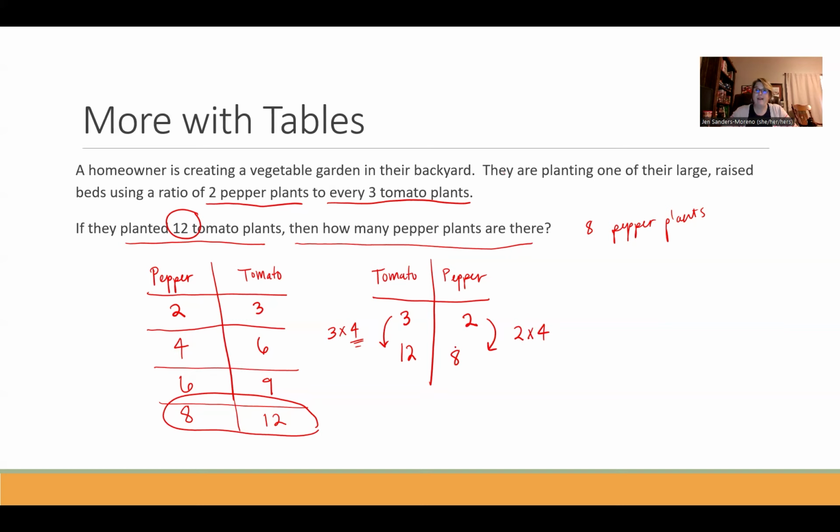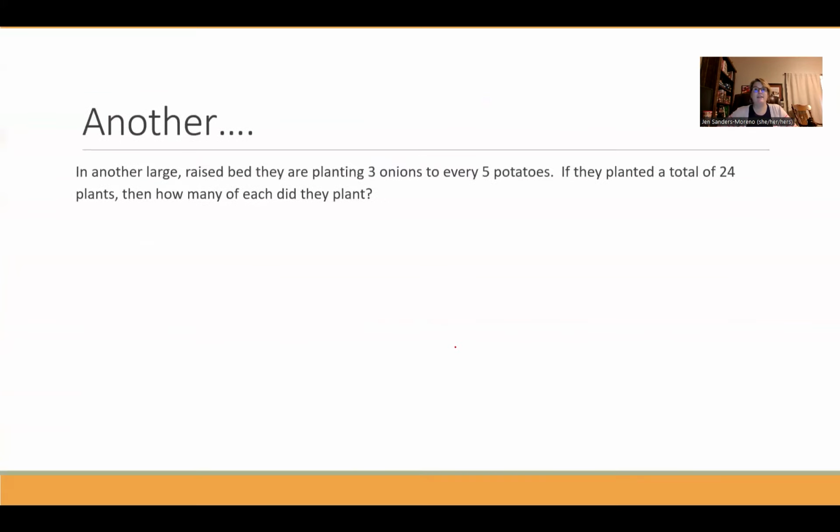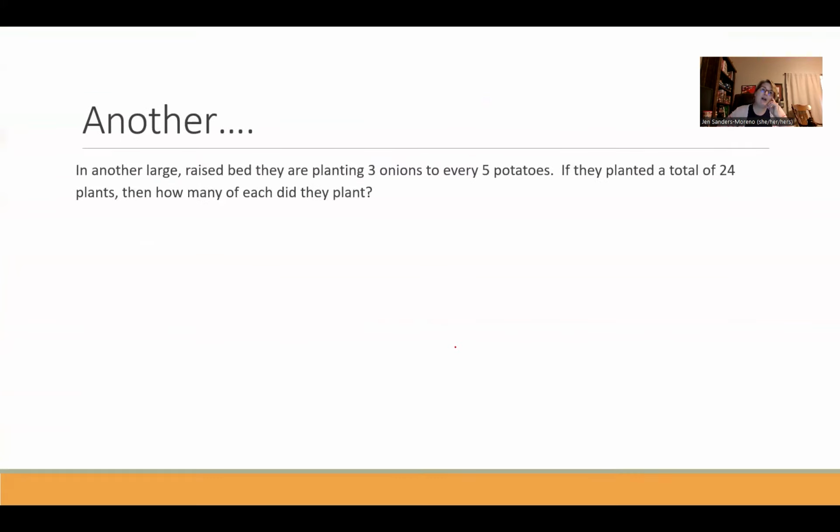Awesome. Okay. I think I've got one more for us. Let's see. In another large raised bed, they are planting 3 onions to every 5 potatoes. Man, they like to garden. If they planted a total of 24 plants, then how many of each did they plant? Ooh, this one's a little trickier. Okay, so let's start off with our 2 columns.